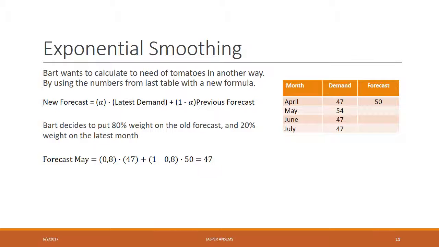So the forecast for May: A is 0.8, times 47, which is the latest demand in April, plus 1 minus that 80% times 50, and that 50 is the latest forecast, the previous forecast, which comes to 47. And we need that 47 for calculating June, because in June we take the same 0.8 times the 54, which is the demand in May, plus 1 minus that 80% times the 47 we just calculated. And when we fill in those numbers, we get a table like this.